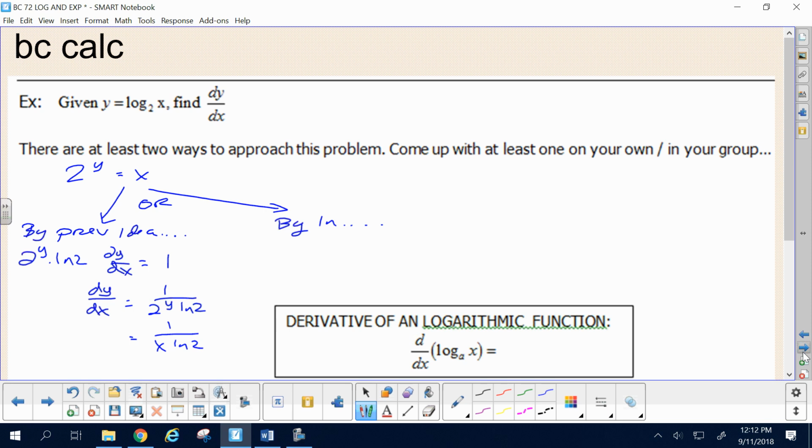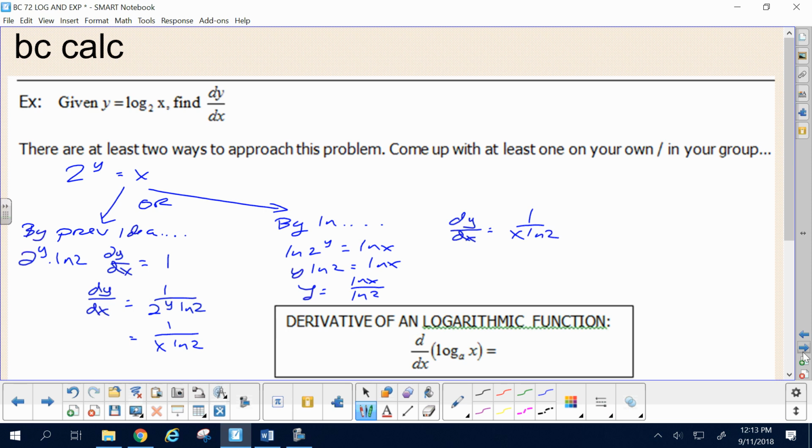the log of both sides, that allows you to bring the exponent down, yeah? y log of 2 equals log of x. Then solve: y is log of x over log of 2. And then finally, I haven't even differentiated yet. I've just done a whole bunch of algebra so far, right? So then dy/dx is 1 over x natural log of 2. Either way, you get the same result.